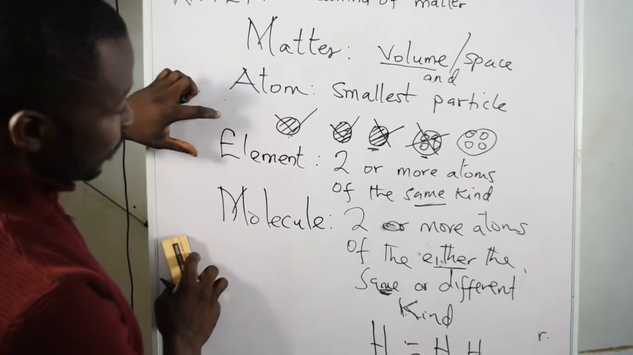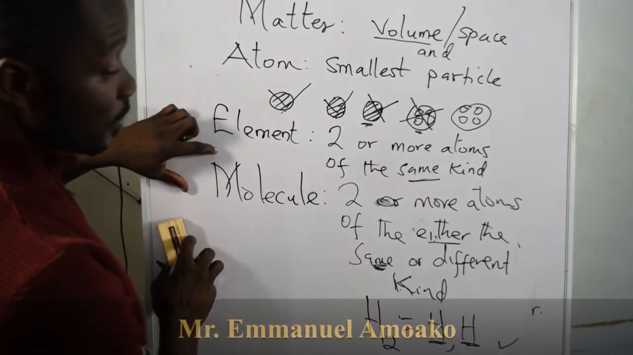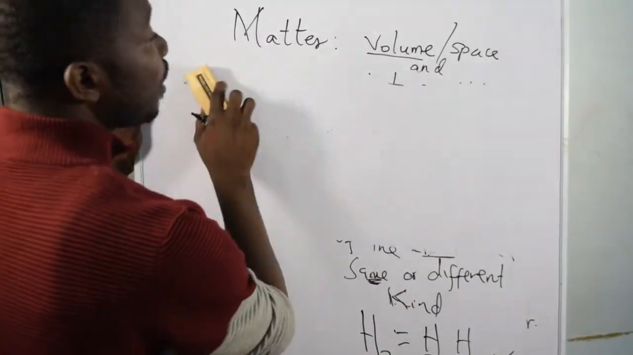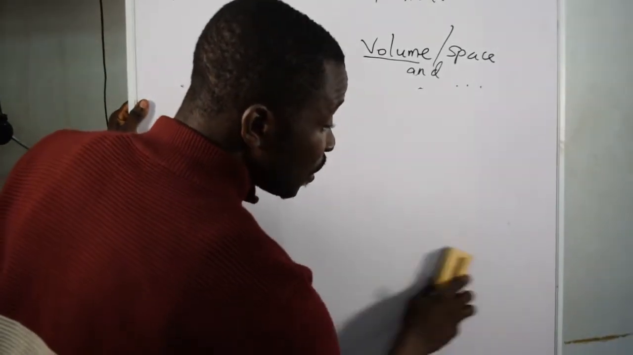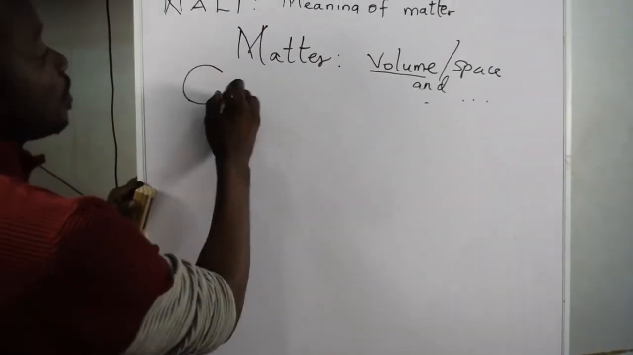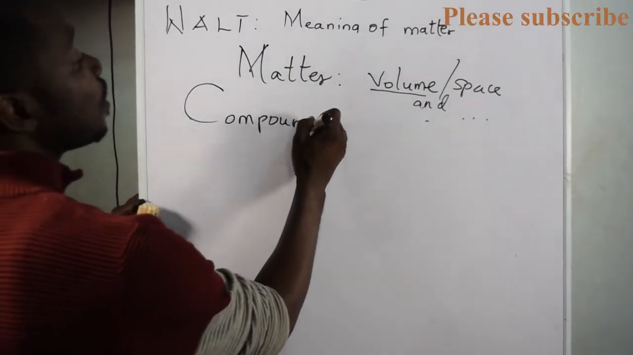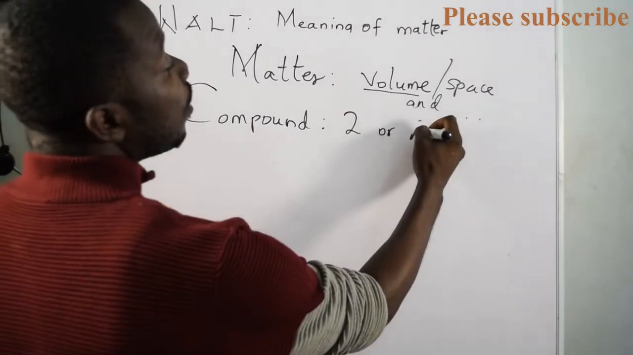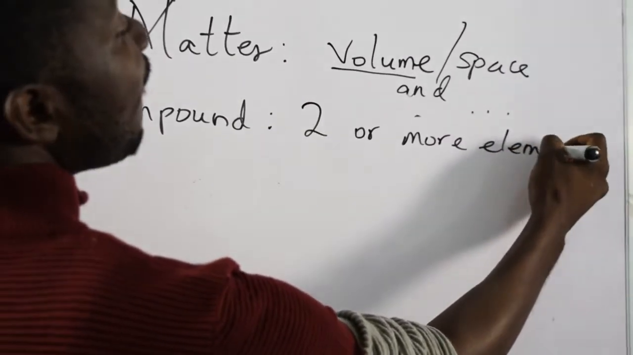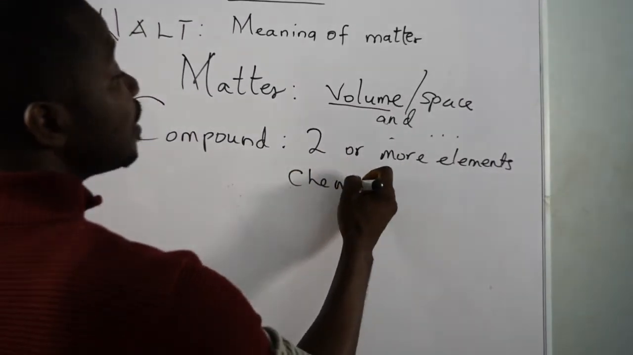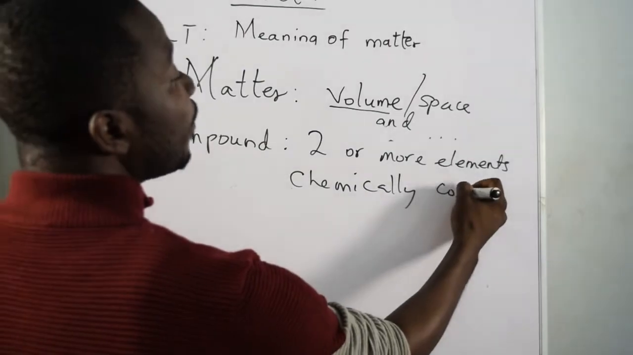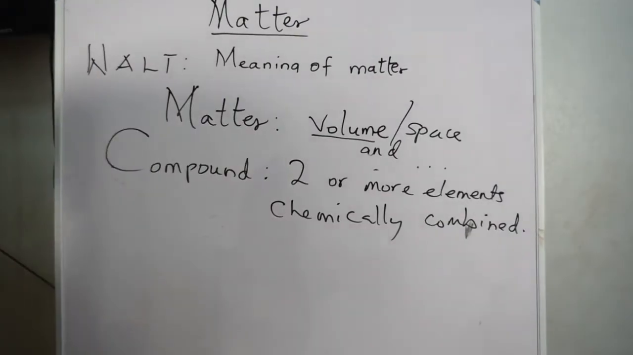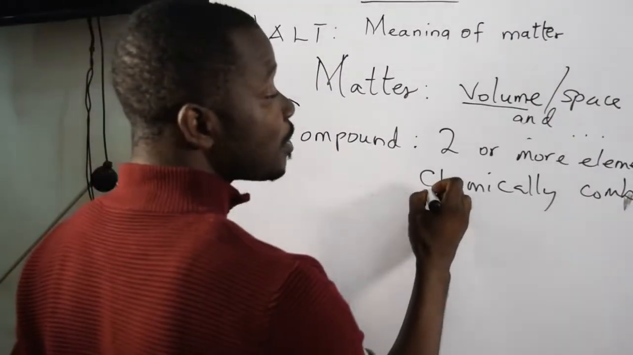Definition for atom, element, and the molecule. We can move on to compound. Simply, two or more elements chemically combined. In our other sections, I'm going to define or explain this to you.